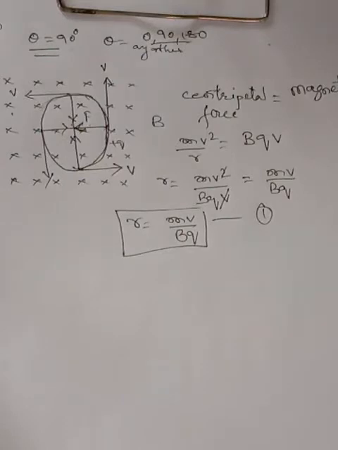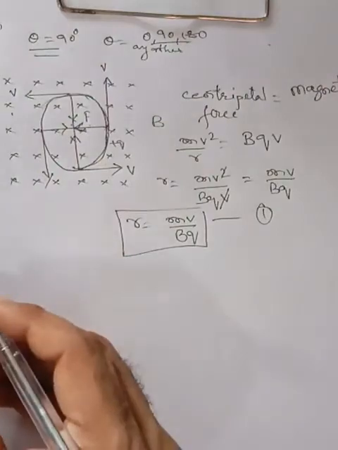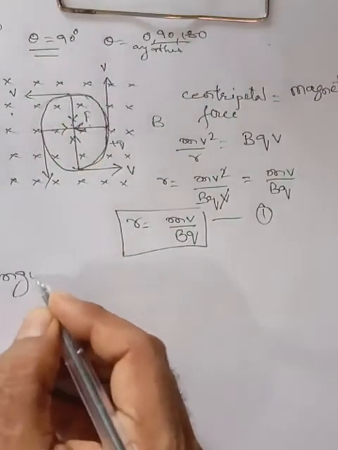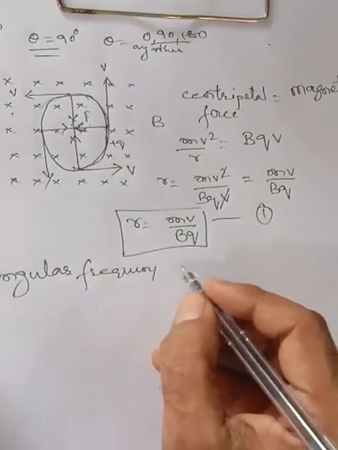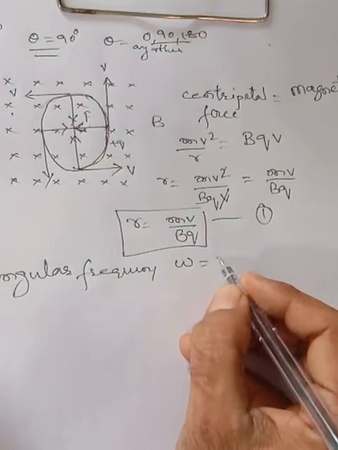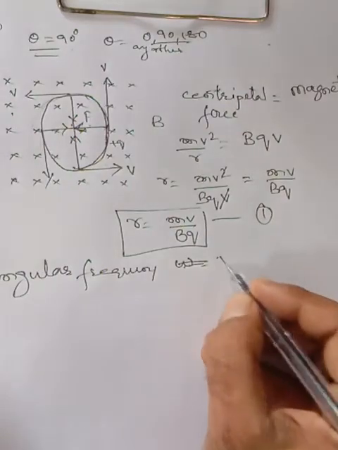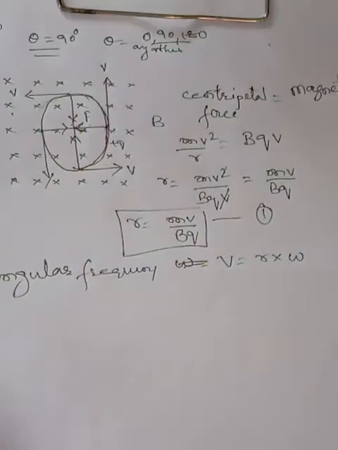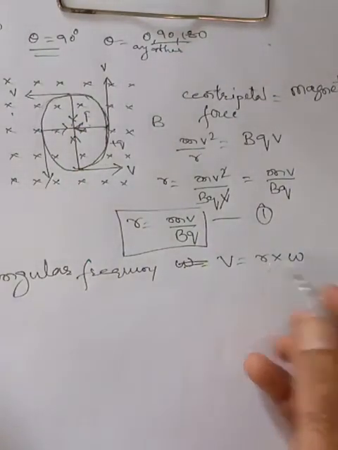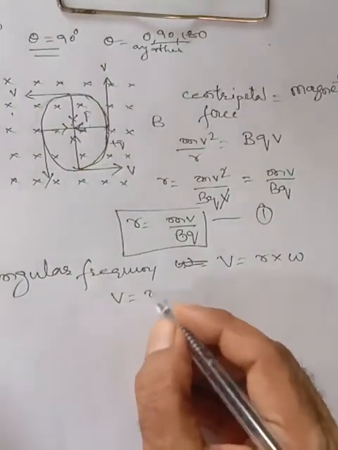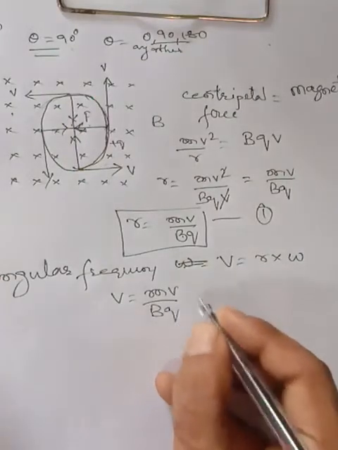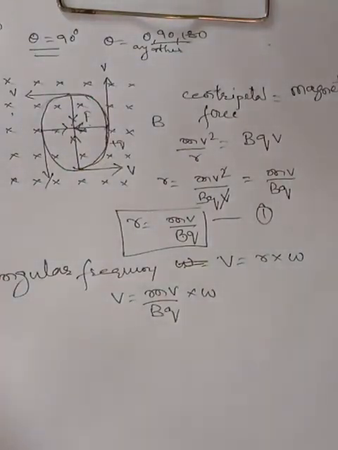Now what we have to calculate? We have to calculate the angular frequency. Now the second part is the angular frequency. To calculate the angular frequency, we know v is equal to r into omega. What is r? r we have already calculated from equation 1. So v will become mv by Bq into omega.